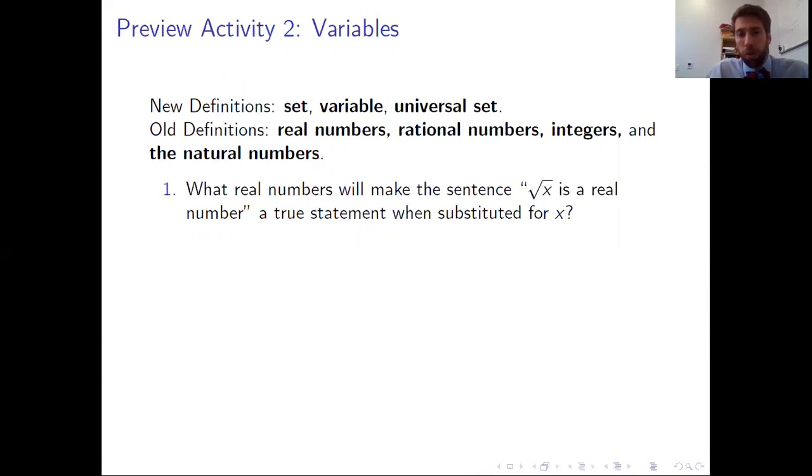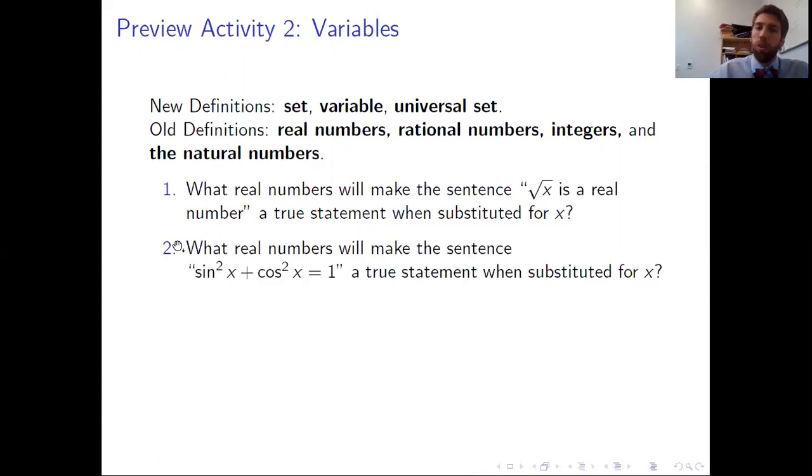So number 1 from this section was, what real numbers will make the sentence square root of x is a real number a true statement when substituted for x? And that answer is kind of from the last one, that it's got to be a real number greater than or equal to 0. What real numbers will make this sentence sine squared x plus cosine squared x equals 1 a true statement? Well, that's all real numbers. It's true for all real numbers.